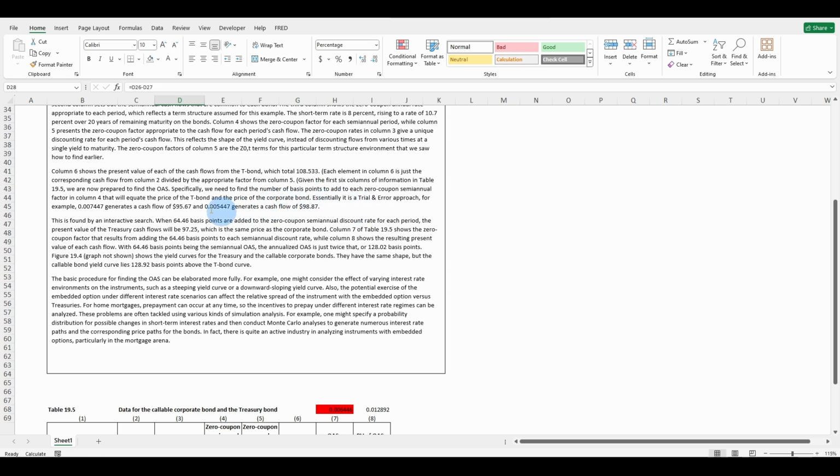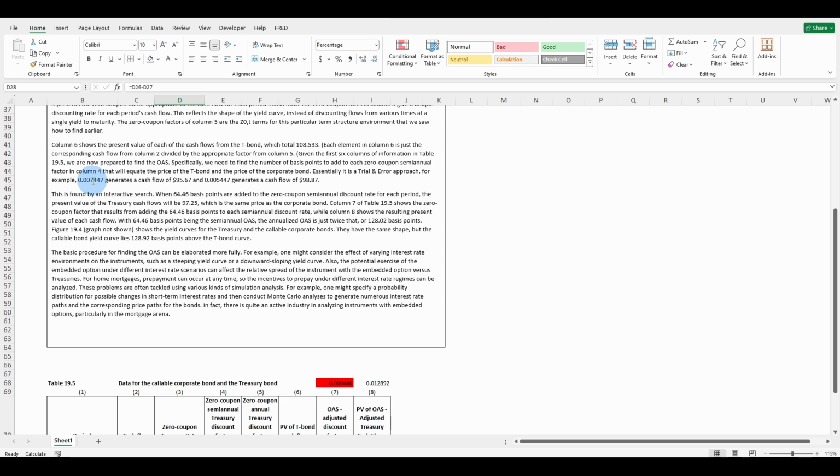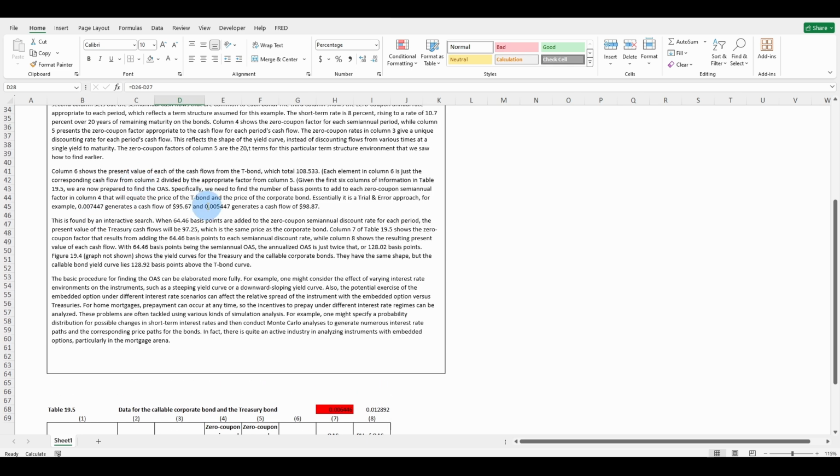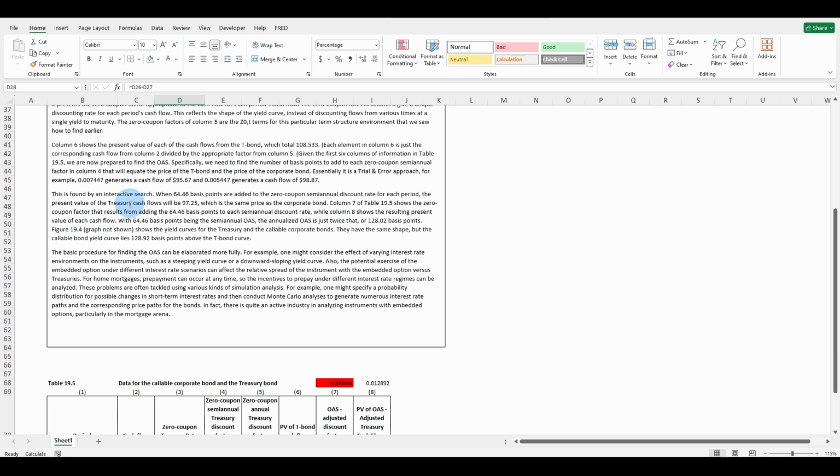For example, 0.007447 generates a cash flow of 95.67. 0.005447 generates a cash flow of 98.87. This is found by an iterative search. When 64.46 basis points are added to the zero coupon semi-annual discount rate for each period, the present value of the Treasury cash flow will be 97.25, which is the same price as the corporate bond.